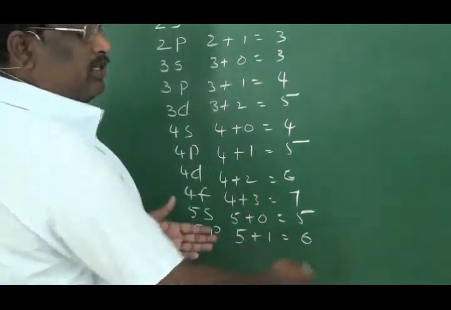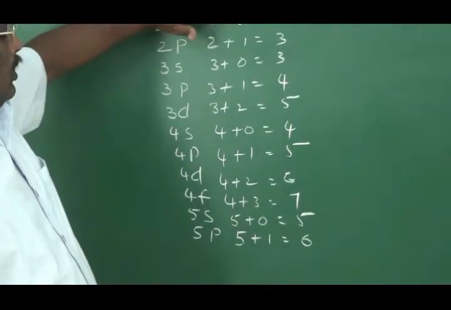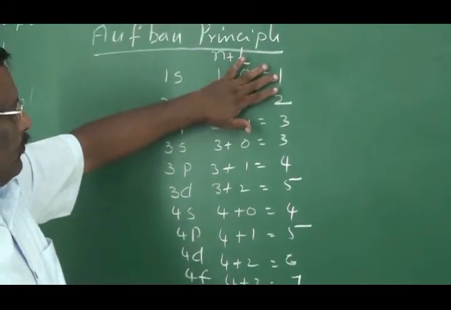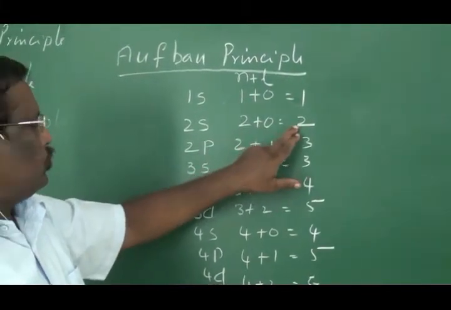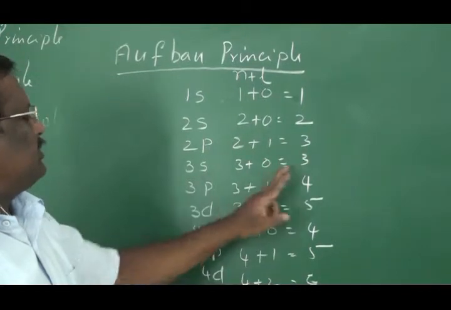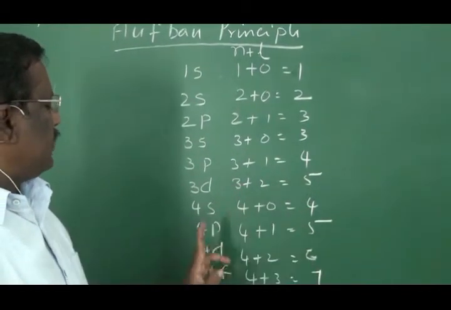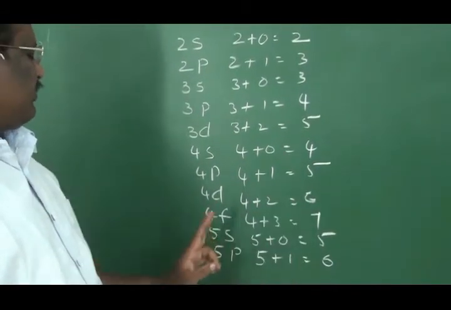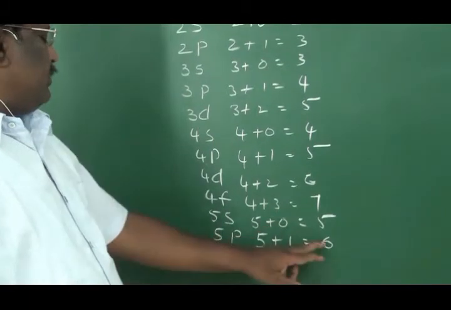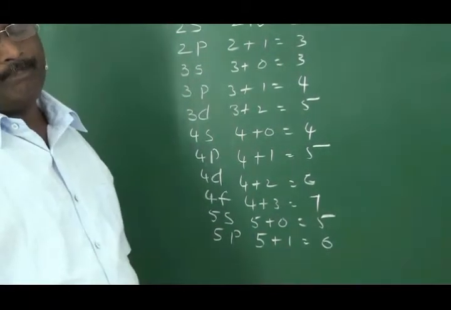5 plus 2 is equal to 7 and so on. Now, here observe, first orbital 1s you have n plus L value 1, for 2s it is 2, for 2p it is 3, 3s it is 3, 3p it is 4, 3d it is 5, 4s it is 5, 4p it is again 5, 4d it is 6, 4f it is 7, 5s it is 5, and for 5p it is 6.